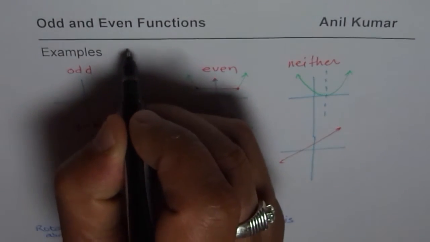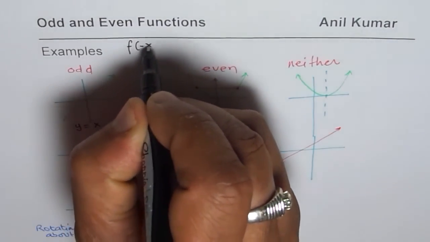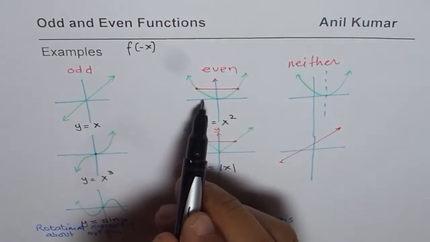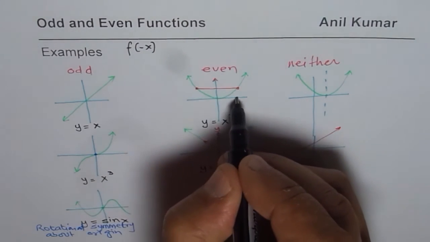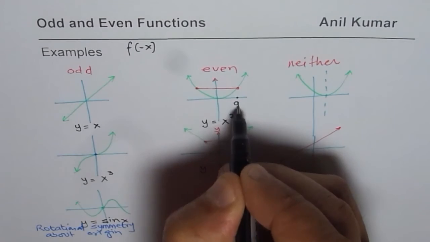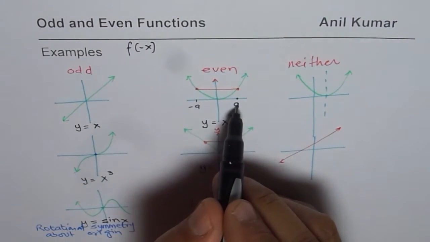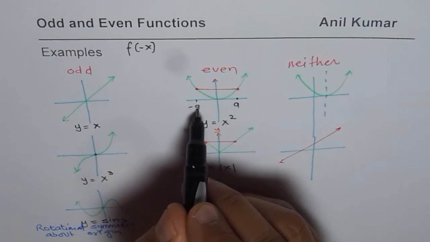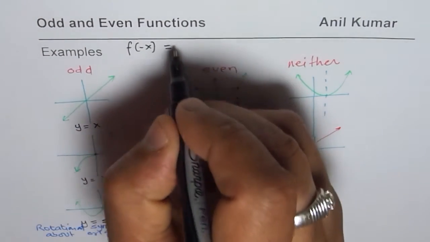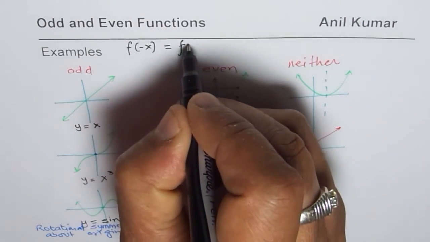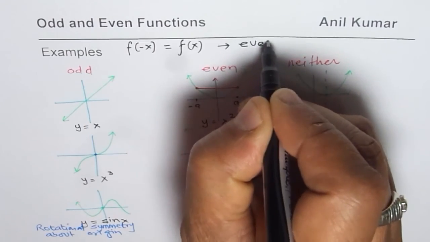Well, you need to find the value f of minus x, right? So that means the negative value. In this case, let's say this value is some value a, and this value is minus a. So if x is a, you get a value. If x is minus a, you get another value. If they are the same, that means f of minus x is equal to f of x. In that case, the function is even, okay?